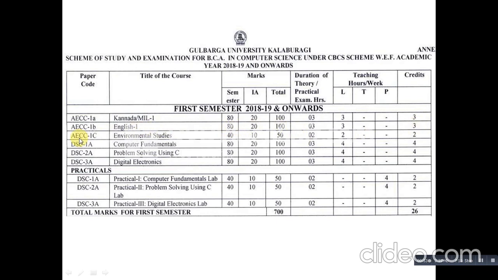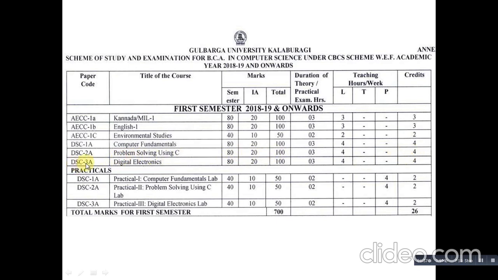The third paper AECC 1C is Environmental Studies, and this is for 50 marks, 40 external and 10 internal, and it is having 2 credit points. The next subject is a discipline specific course subject, that is DSC 1A, computer fundamentals, for 100 marks, 80 external and 20 internal, and it is having 4 credits.